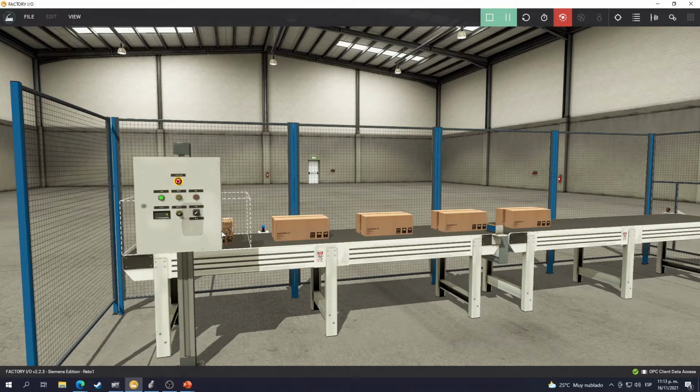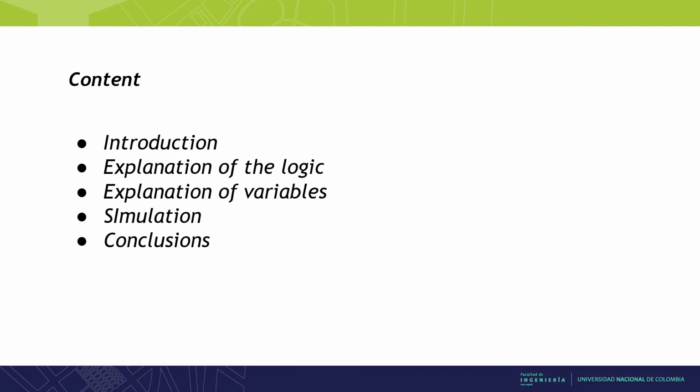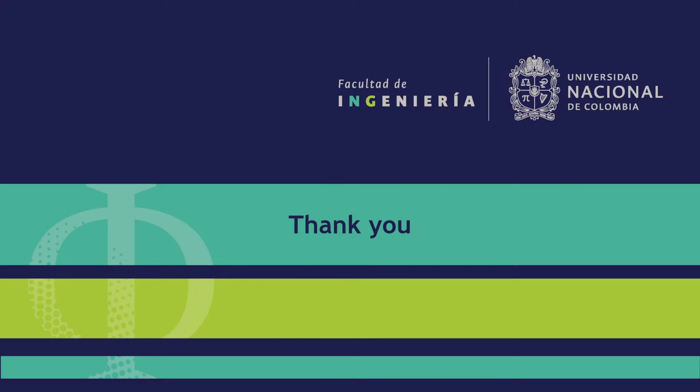Now the conclusions. We have 5 conclusions. The first one is that we have learned about programming with PLC. The second one is that we have learned that we have to do a lot of tests to get the best performance for our automation system.